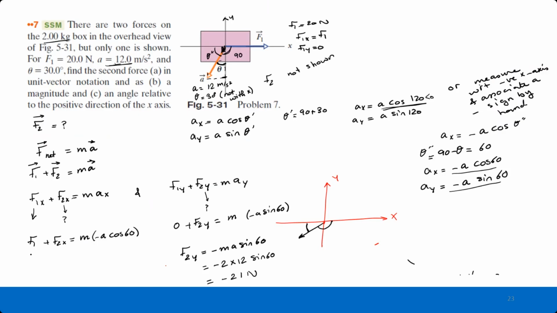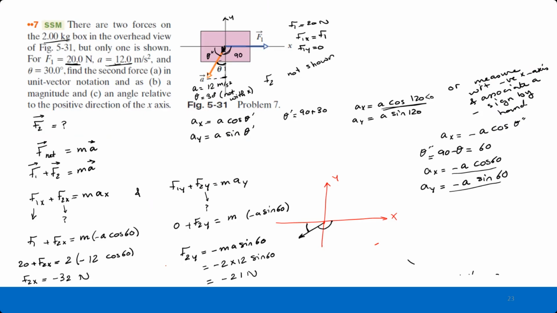And on the other side, in the x equation, F1 is 20 newtons. Here it is given to us. F2x is what I want. The mass is 2. The acceleration is 12. And I have cosine 60. So I can solve for F2x, which is going to be none other but minus 12 minus 20, which is minus 32 newtons.